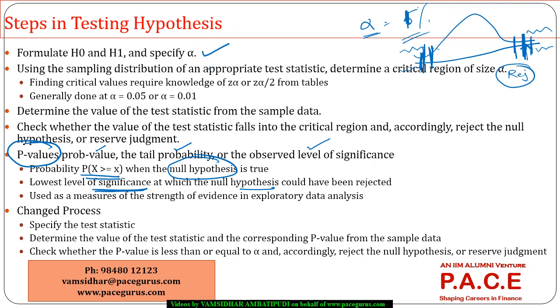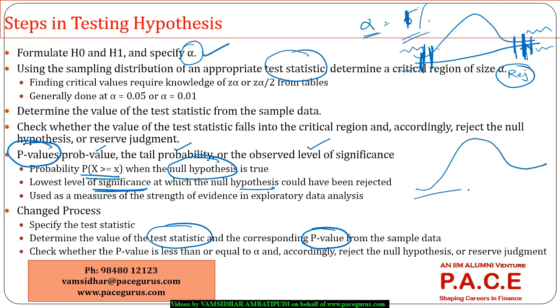The earlier steps continue to be the same. I will formulate my null hypothesis and alternate hypothesis, specify the alpha value, find the distribution, and compute the test statistic. Now, once I determine the value of the test statistic, I will find the p-value also. I will not find the critical region directly. I will find the p-value, which means the smallest value of alpha for which the null hypothesis could be rejected.